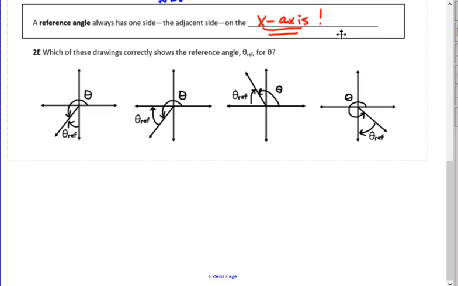Here we have a quadrant 3 angle. Okay, so this is a quadrant 3 angle. And the reference angle is labeled right in here. Does that reference angle have one of its sides on the x-axis? No. It has its side on the y-axis. So this is not correct.